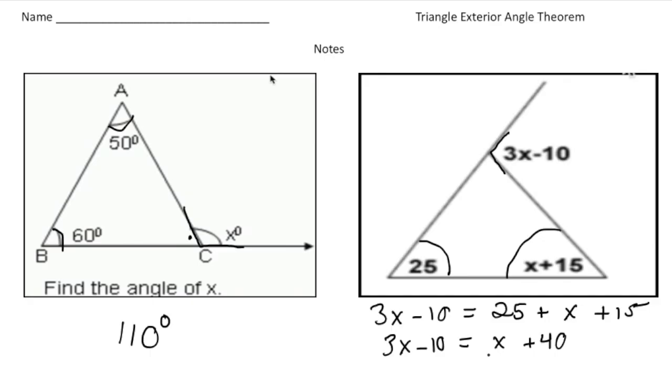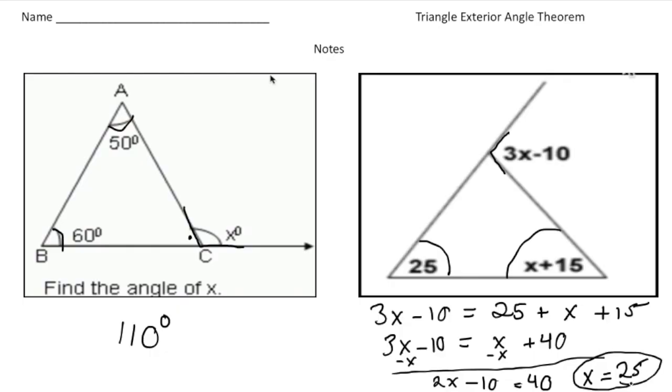And now I'm going to take away an x from both sides. So we get 2x take away 10 equals 40. Now because I'm running out of room, I'm just going to tell you what I'm going to do. I'm going to add 10 to both sides and then divide by 2. So when we do that, we get x equals 25. And now that we know what x is, we can plug it back in. So when x is 25, 3 times 25 is 75, and 75 take away 10 is 65 degrees.